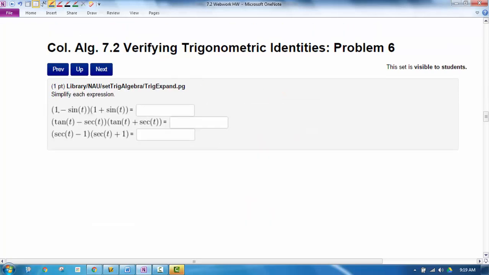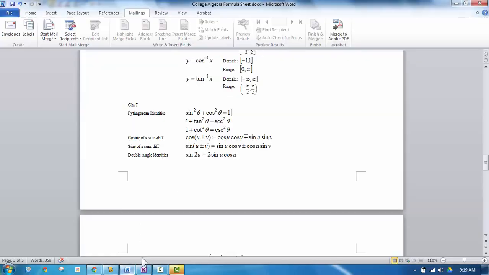Alright, next one I'm going to simplify these, so FOIL it, and you get 1 minus sine squared of t, which is just cosine squared of t from your Pythagorean relations on your formula sheet right here.